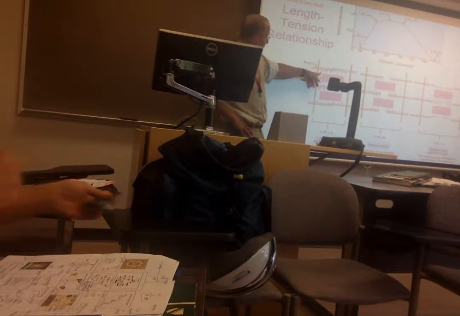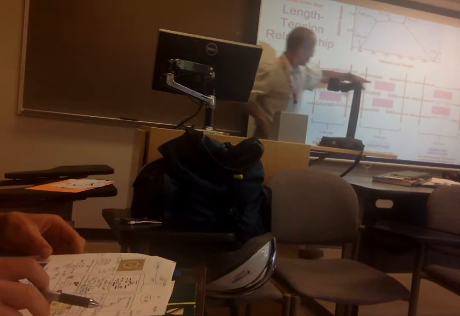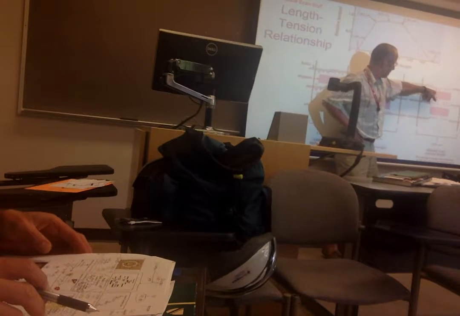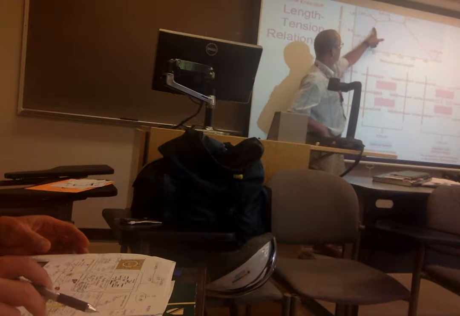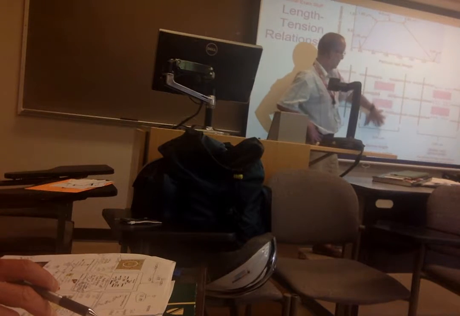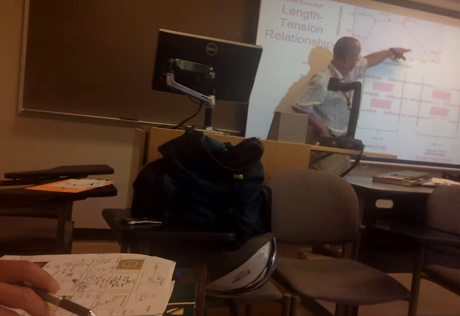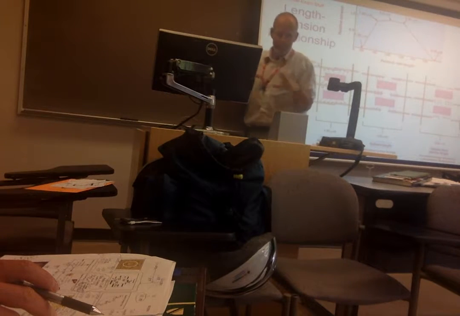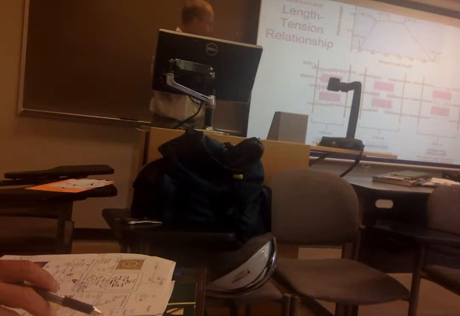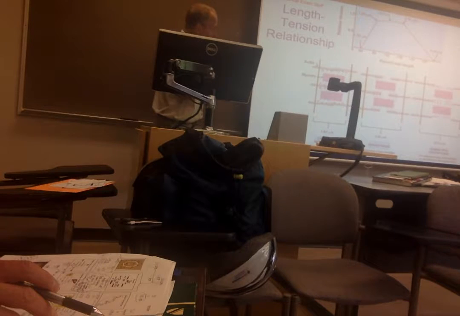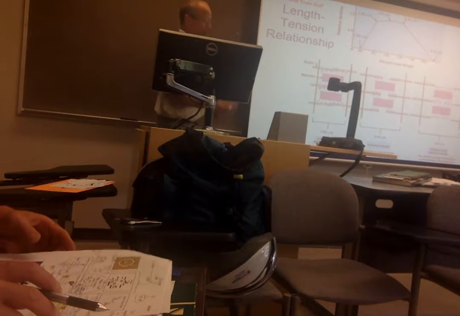If I shorten it too much, now things are bumping into one another, or if I stretch it, I don't have enough actin-myosin interaction. Look what happens to the force. It's low. There's an optimal range, it's about resting length, and then it goes down. So the big picture is, the optimal length for force in a muscle is about resting length.